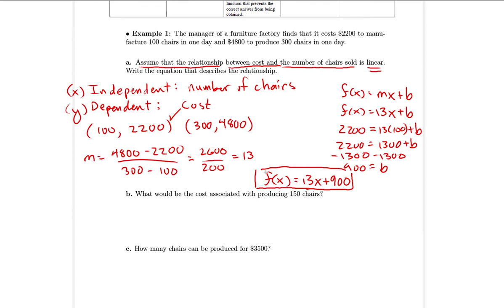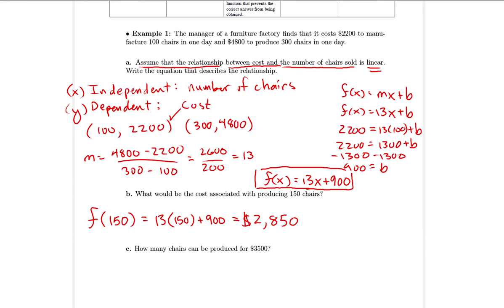All right, so then parts B and C ask us some questions about this. It says, what would the cost associated with producing 150 chairs be? In that case, we know what our x is, right? We know we want 150 as the x, and we're asking what the function is going to output. So that's just a matter of plugging this in. And when we do that, we should calculate $2,850.